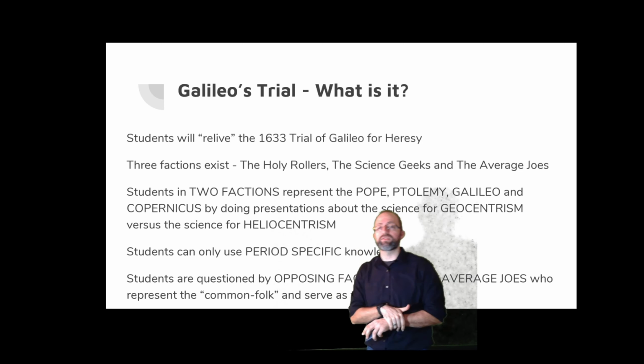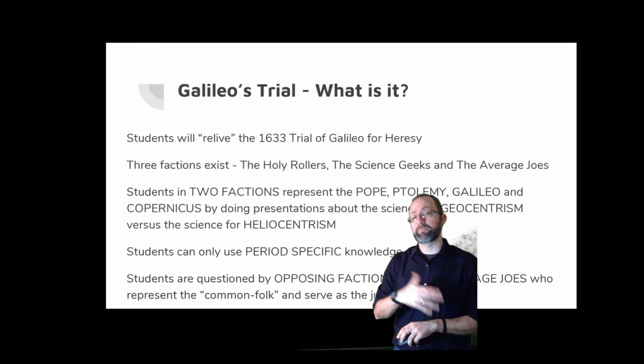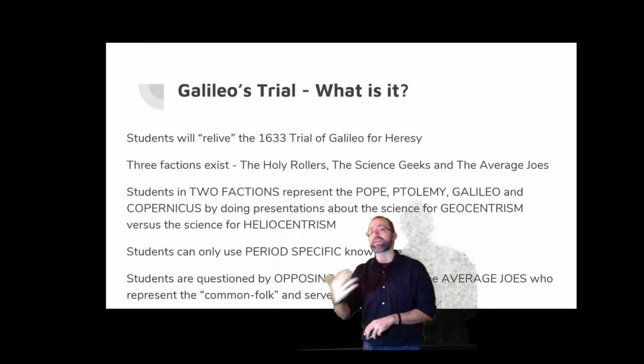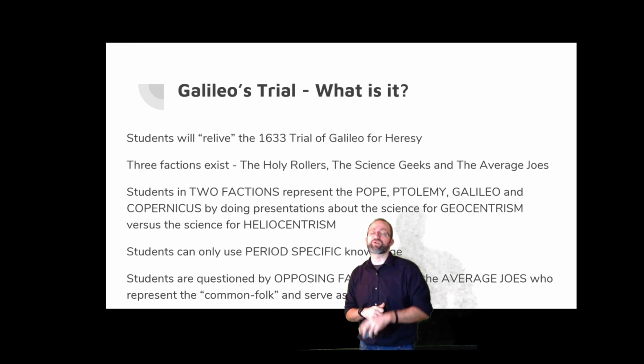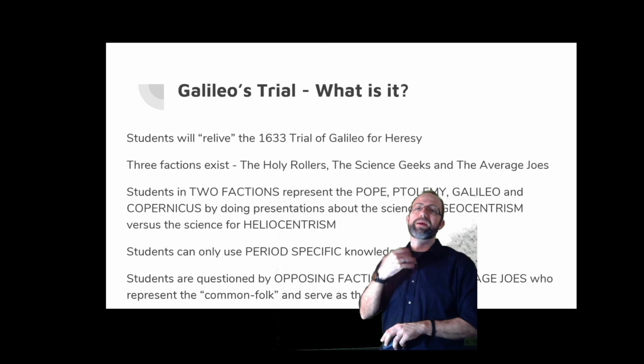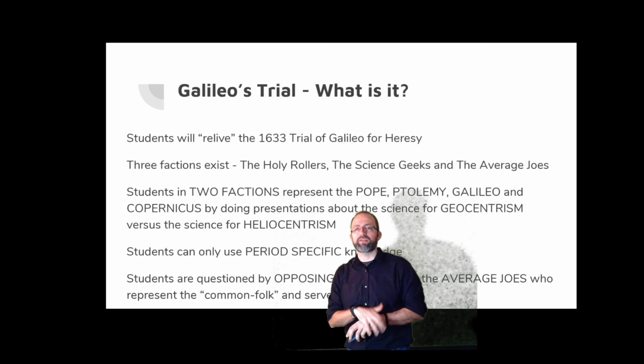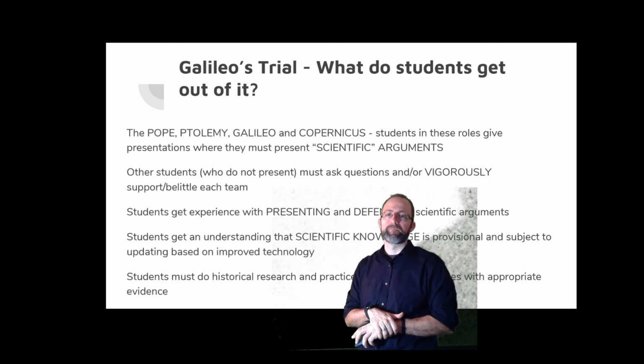Each of the 2 factions, the church and the scientists, has characters that have to present some science-based reasoning or some church-based reasoning for why they say what they say. Students are only allowed to use period-specific knowledge. And they're questioned by the opposing faction and the jury, who represent the common folk.